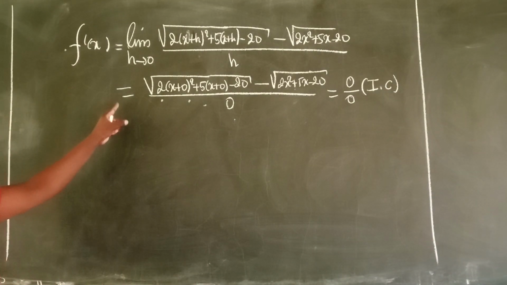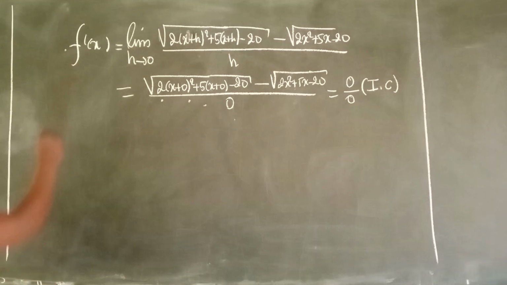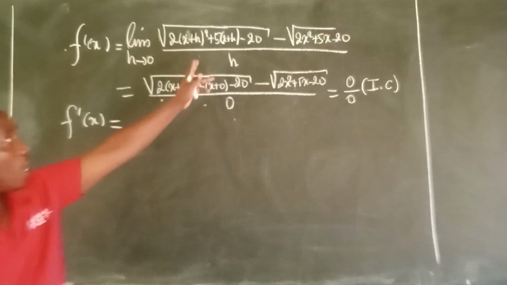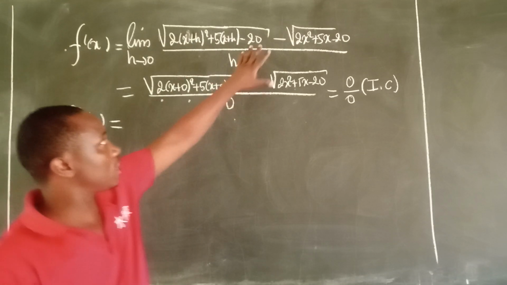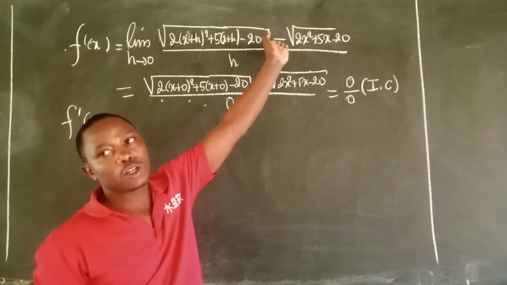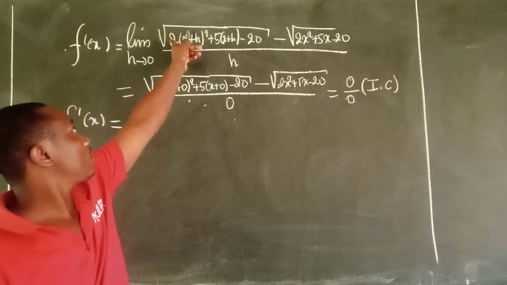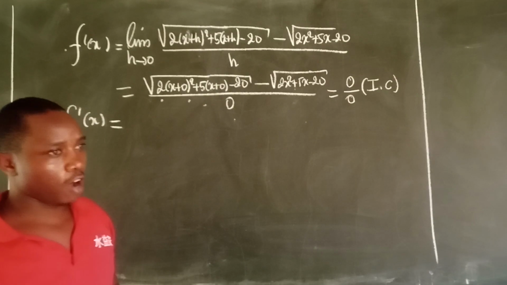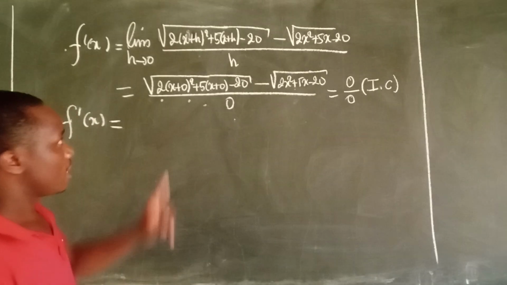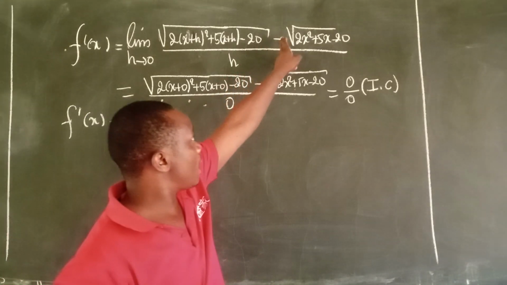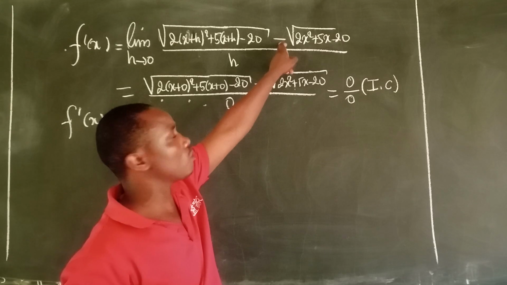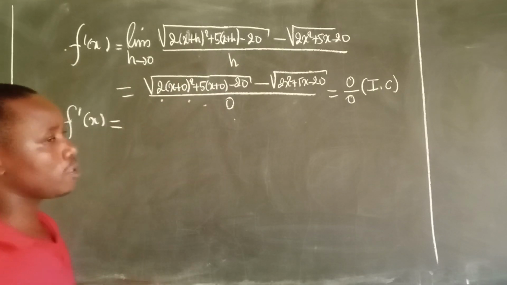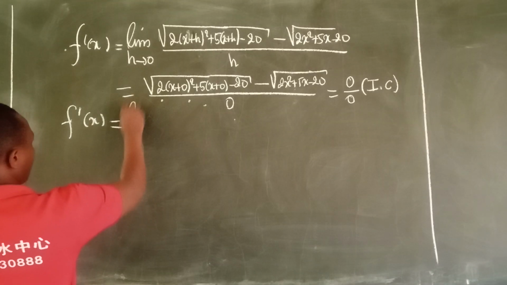To remove this indeterminate case, what do we do? We multiply both sides by the conjugate of the irrational function we have. Our irrational function is 2 into (x plus h) squared plus 5 into (x plus h) minus 20 minus this. The minus will be changed to positive, and we multiply it on both numerator and denominator. We have this.